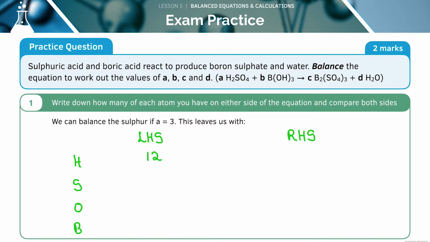So with our hydrogens we've got 12 on the left and we've got 2 on the right. We've got 3 sulfurs on each side. We've also got 18 on the left of oxygen and 13 on the right. And for boron, we've got 2 on each side because we balanced this in the last step.